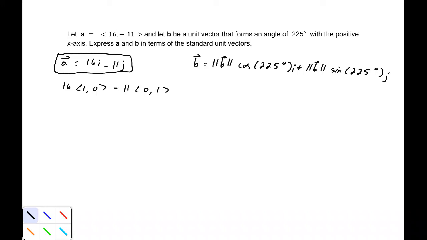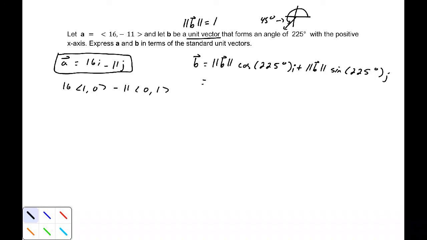Well, we know that since B is a unit vector, the magnitude of B is equal to 1. And using some trigonometry, we know the cosine of 225 degrees is equal to negative square root of 2 over 2, and sine of 225 degrees is negative square root of 2 over 2 as well. If it helps, remember that 225 degrees is in the third quadrant, and it would have a reference angle with the negative x-axis of 45 degrees. That's what I use to calculate those, so perhaps that's useful.